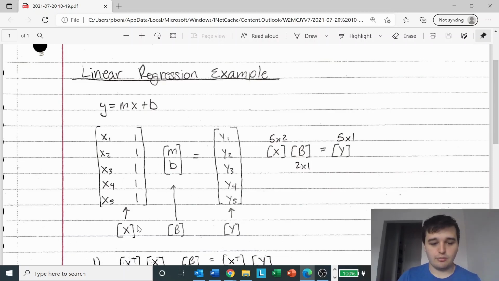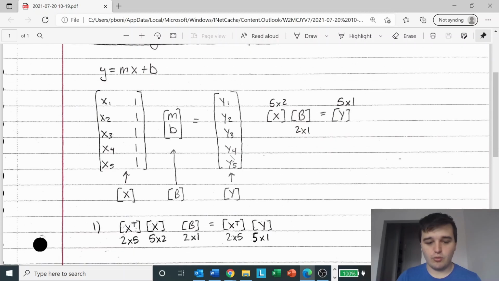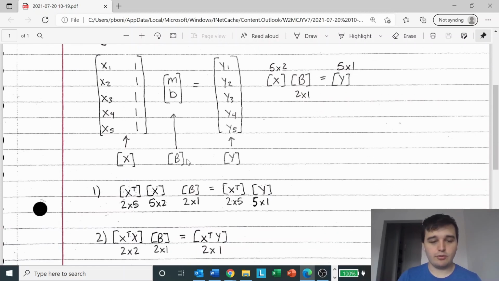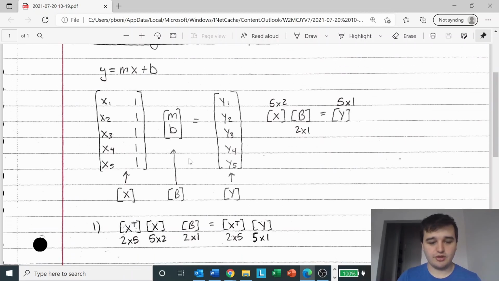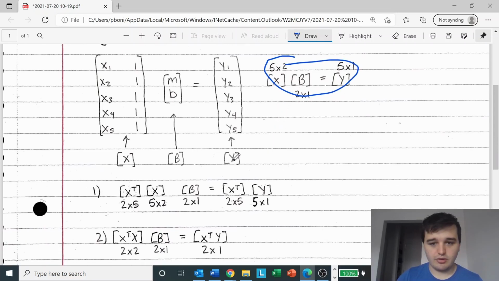So in this case, our X matrix is a 5 by 2, and our unknown matrix B is a 2 by 1, which results in our 5 by 1 matrix for Y. So the first thing we want to do in linear regression through matrix manipulation is transpose the X matrix and multiply by the transpose. So we're multiplying both sides of this equation up here. Step 1 is to multiply that by the transpose of matrix X.